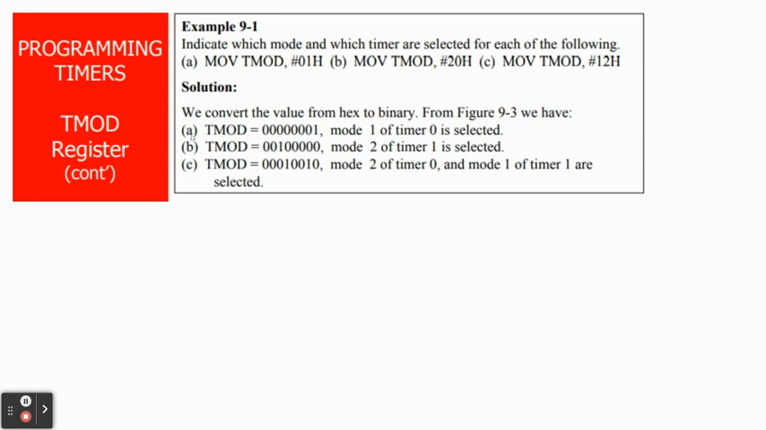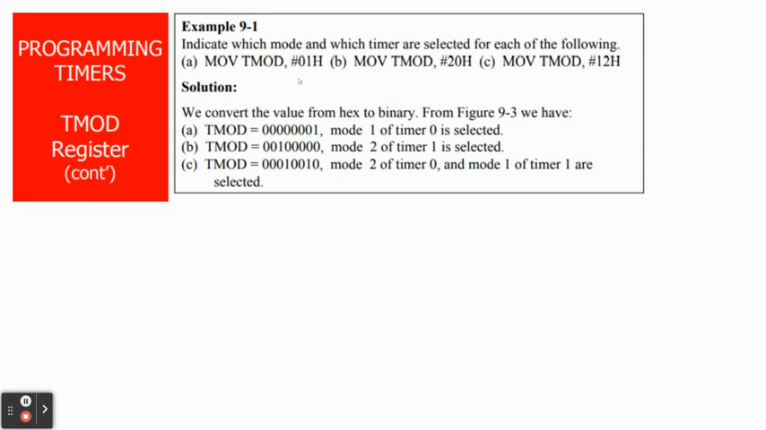As you can see here, letter A, TMOD is equal to 0000 0001. This is mode 1 of timer 0. Actually, you can also say this is timer 1 mode 0 and timer 0 mode 1. But because the other one is all zeros, we can just consider that we want to use timer 0 mode 1.